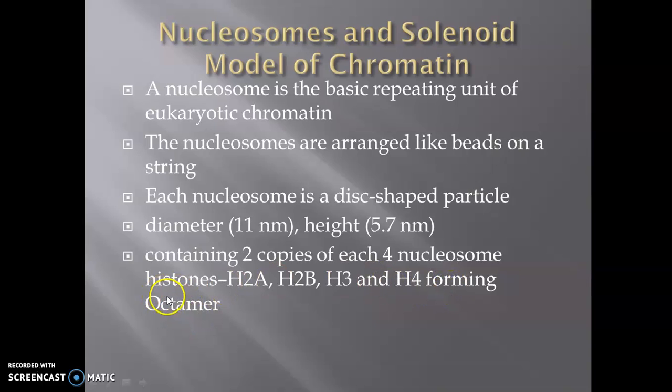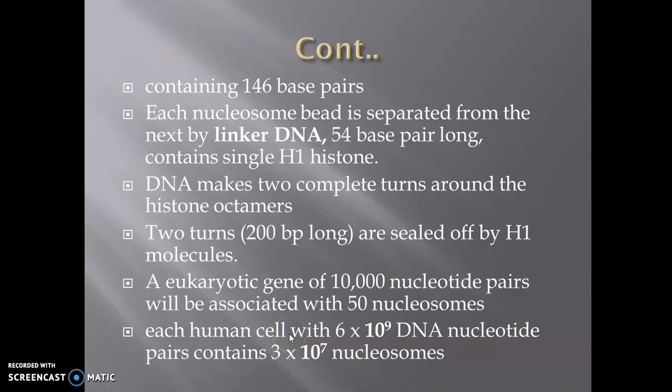So it forms the octamer, which is present in the nucleosome. The nucleosome contains 146 base pairs of DNA. Each nucleosome bead is separated from the next by linker DNA, which is 54 base pairs long and contains a single H1 histone. The DNA makes two complete turns around the histone octamer, as you will see in the diagram. The two turns, about 200 base pairs long, are sealed off by the H1 molecule.